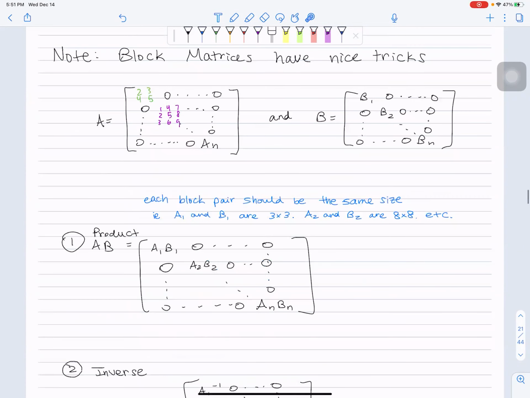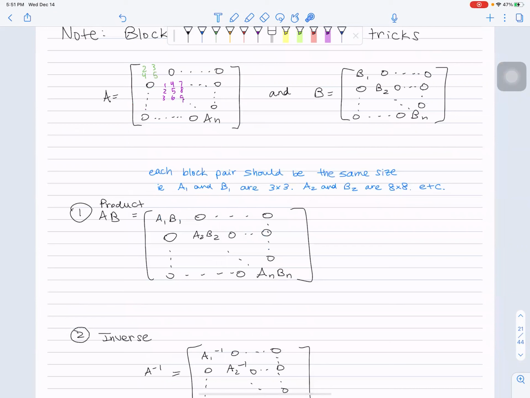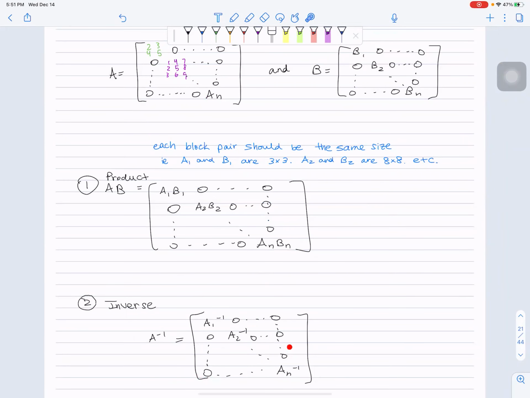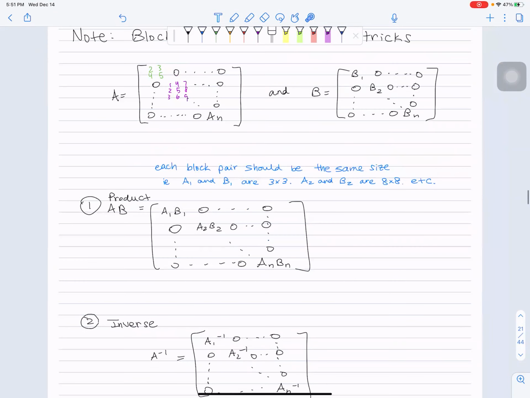And same for inverses. Instead of finding the whole inverse of this big matrix, I can take the inverse of each of the smaller square matrices, and that will be the inverse of my entire block matrix. Also, if we wanted to take the determinant of A, instead of doing a big minor expansion, we can do the determinant of the first, the green block, times the determinant of the purple block, times dot dot dot, all the way to the determinant of the nth block.